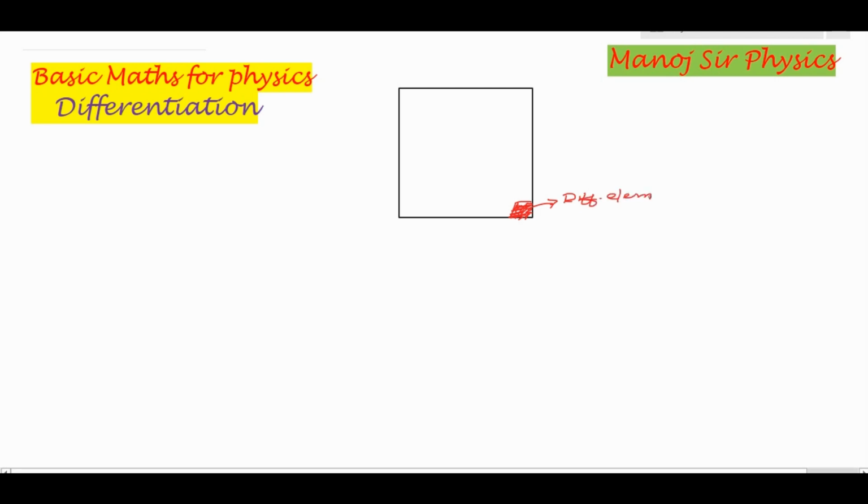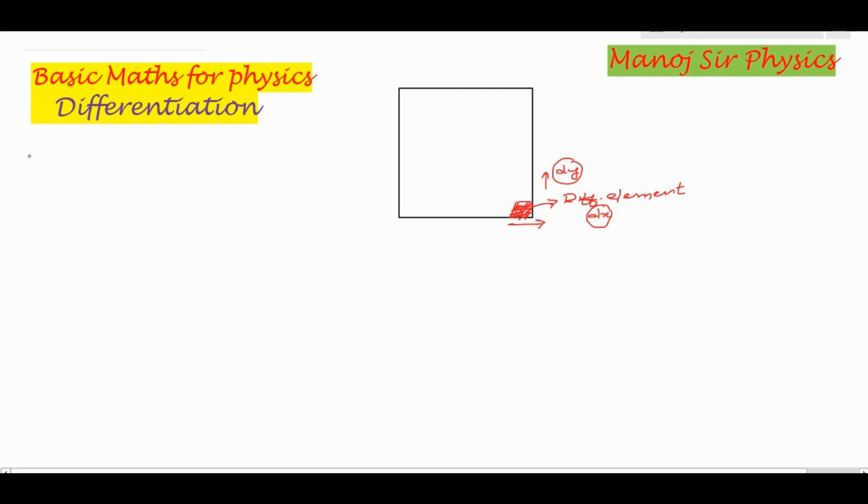Differential element. Differential element is represented by, suppose that its rate is changing along the x-axis, then I can write it as dx. dx is what? This is called differential element. If the rate is along the y-axis, I can call it dy. It means dy is the differential element which will show the increment or decrement along the y-axis, and dx is the element which is along the x-axis. This is the meaning of differentiation.